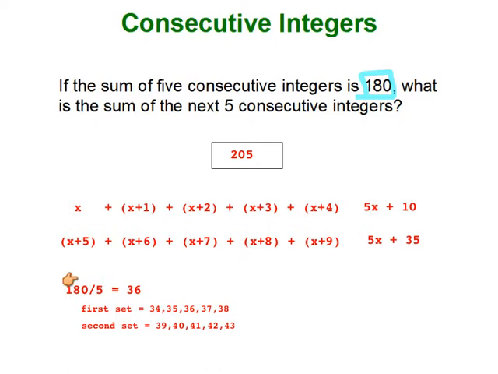And then we could simply plot it out. Okay, the first set is 34, 35, 36, 37, and 38. The second set must continue 39, 40, 41, 42, and 43. And then from there, we could simply type these numbers in the calculator very quickly and arrive at the solution of 205.